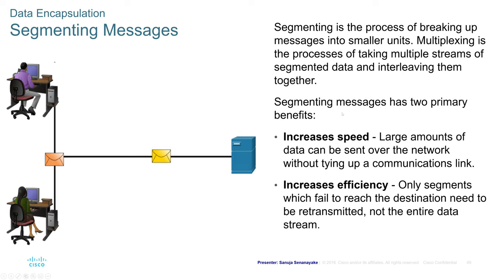Segmenting messages has two primary benefits. It increases speed and it increases efficiency. It increases speed because large amounts of data can be sent over the network without tying up a communications link. It increases efficiency because only segments which fail to reach the destination need to be retransmitted, not the entire data stream, because of the segmentation. So if you segment a message and only part of the message didn't reach the destination, you only have to send that one single segment, not the entire message.